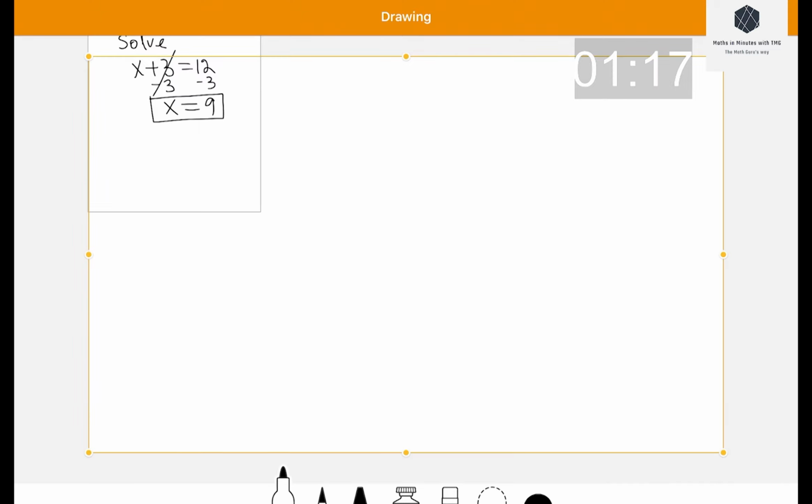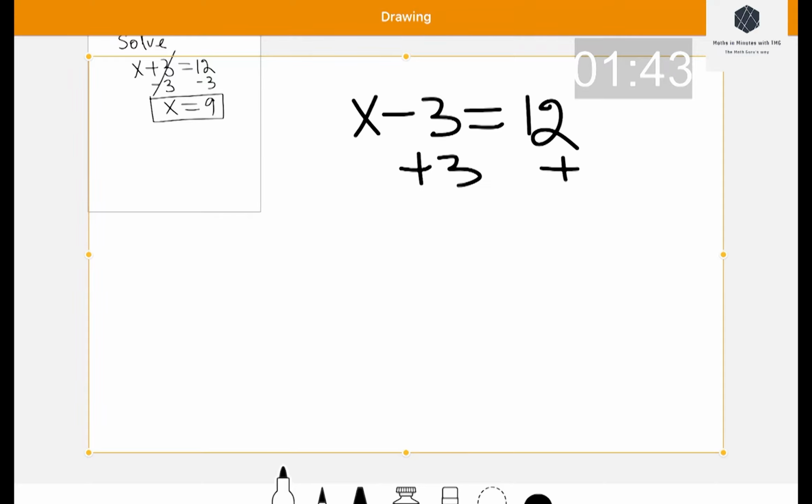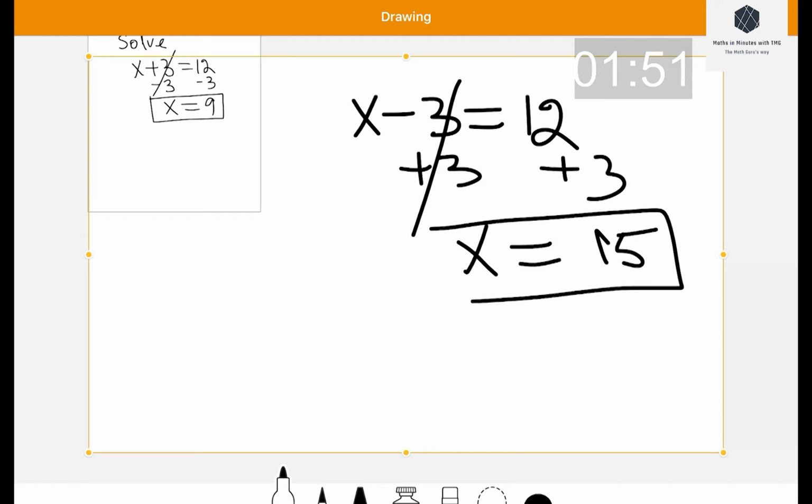Let's do another question. For example, you are given x minus 3 equals 12 and they ask you to solve this. Now how will you solve this one? Again the same thing. I have to make x the subject. I don't need minus 3. I need to get rid of minus 3. As I said in the previous question, if something is plus and you want to get rid of it, you have to do minus. If something is minus and you want to get rid of it, you have to do plus. So I'm doing plus 3 on this side and plus 3 on this side. This minus 3 plus 3 is gone and x is 15. That's it. This is solved.